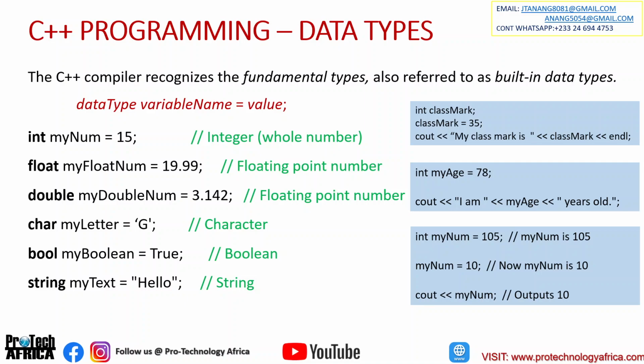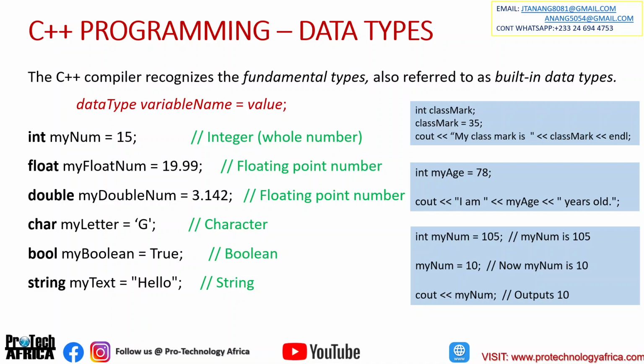Okay, so that is that. We also have another data type, float, and then the variable name. Here the data type is float, and the variable name is myFloatNum, and it is equal to 19.99. It says a floating point number. So what is float? Float normally handles decimals, so you can include decimals in a particular variable that you have declared.